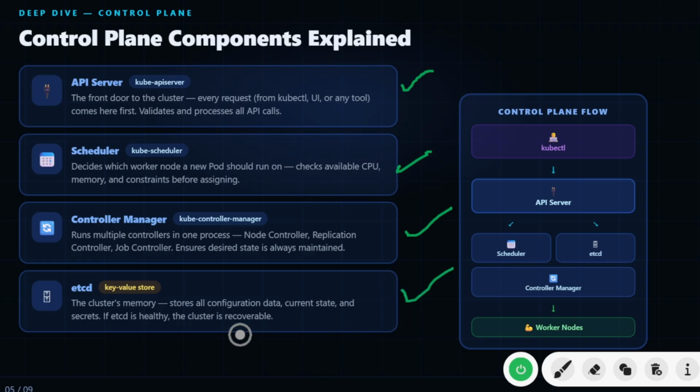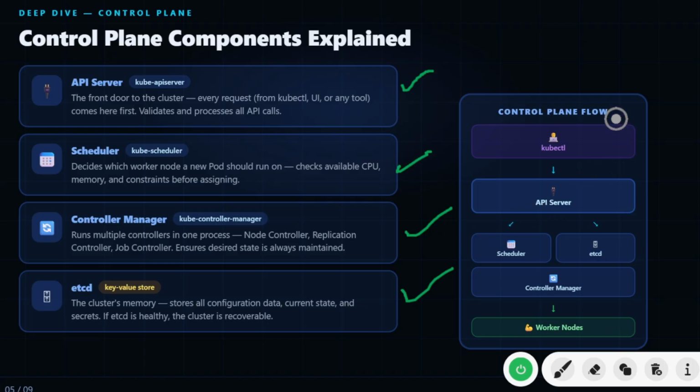And then the fourth component was etcd. Etcd, as I said, is like the cluster's memory or database. It stores all the configuration data, what exactly the current state is, and what exactly the secrets are. Everything is stored within that. And also, if there is any health status, everything is stored in the etcd component itself.